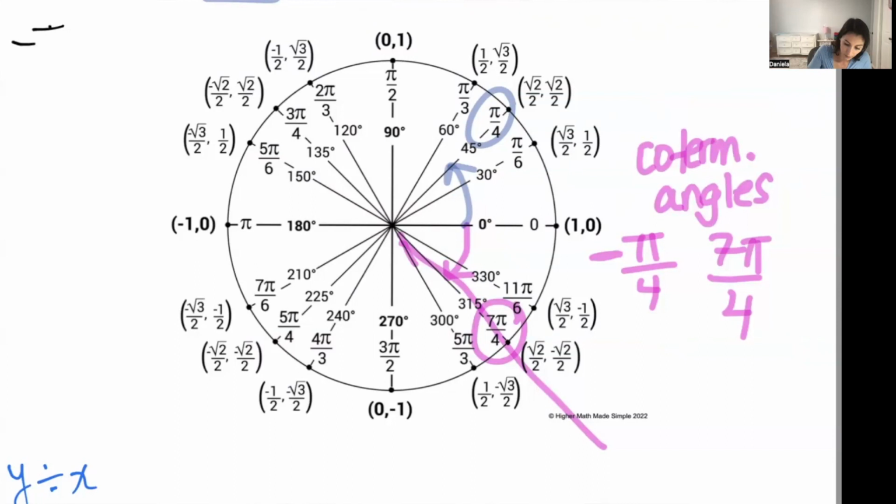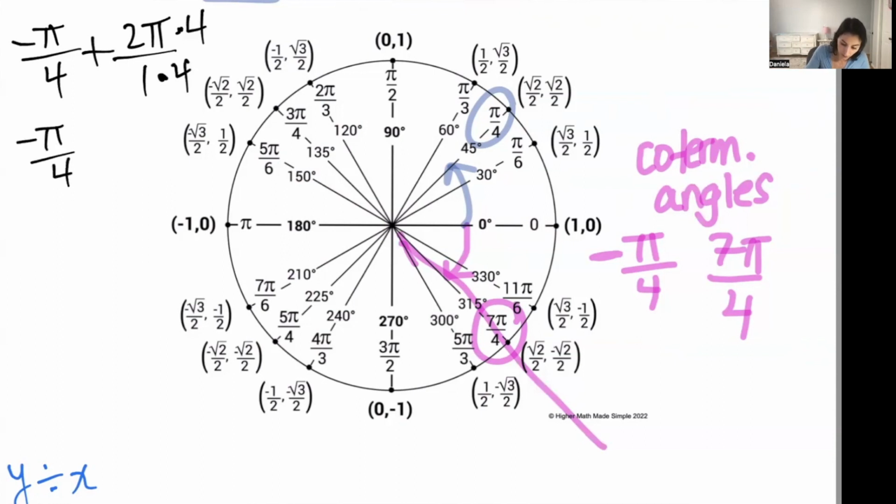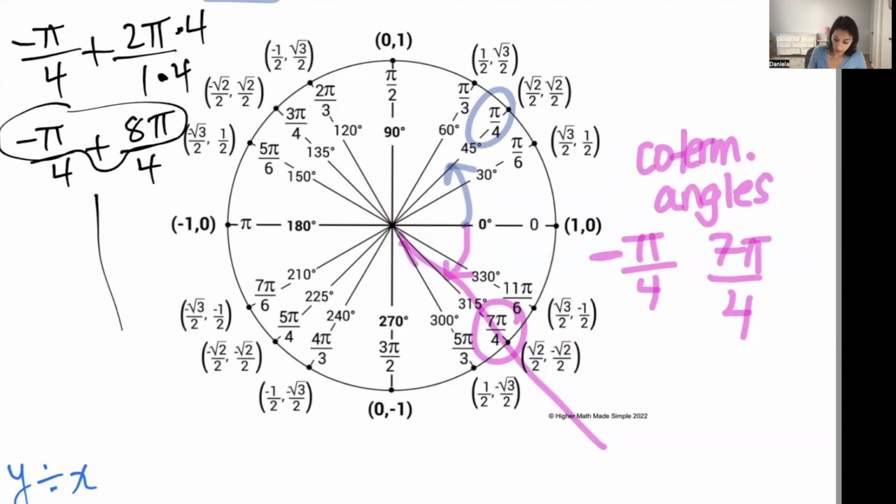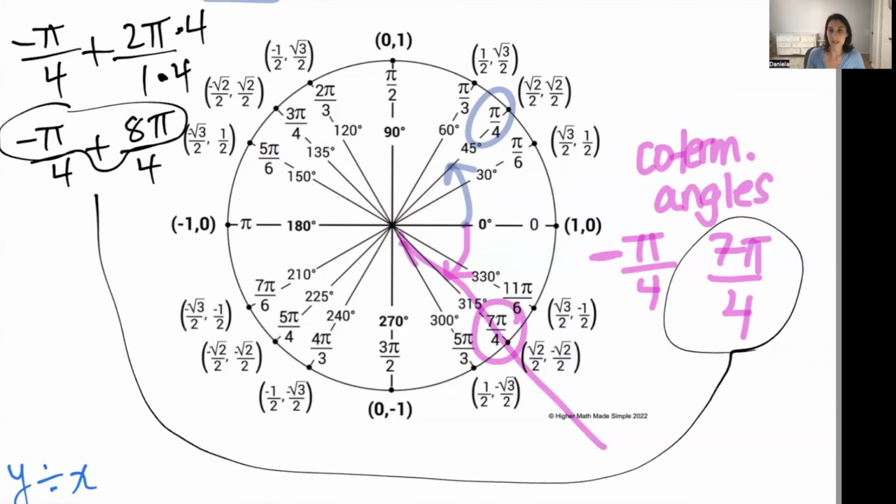So we were given negative pi over 4, and we're asked to find the coterminal angle, right? So you would add or subtract 2 pi, but I did say that if you have a negative, you always want to add 2 pi, or 2 pi over 1. So to get common denominators, we'd have to multiply by 4, and 2 pi times 4 is 8 pi. 1 times 4 is 4. We have common denominators. We can combine the numerators. Surprise, surprise. Negative 1 pi plus 8 pi is 7 pi, right? So that's the algebraic method.